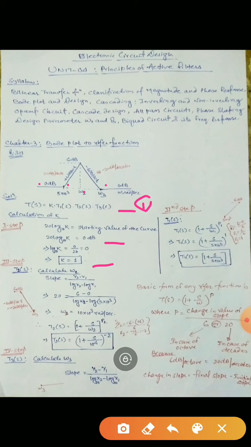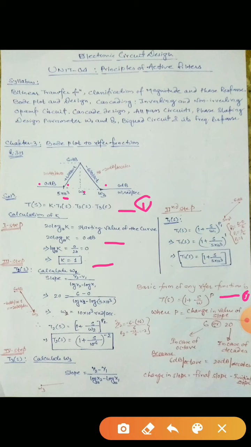Now the second parameter is T1 of s, and the simple formula for the calculation of any transfer function is represented here. The basic form of any transfer function, T of s, is equal to 1 plus s by omega, to the power p, where omega is the corresponding change in the value of frequency. So T1 of s is calculated when the frequency is 5 into 10 to the power 3 here. So the value of omega will be 5 into 10 to the power 3.